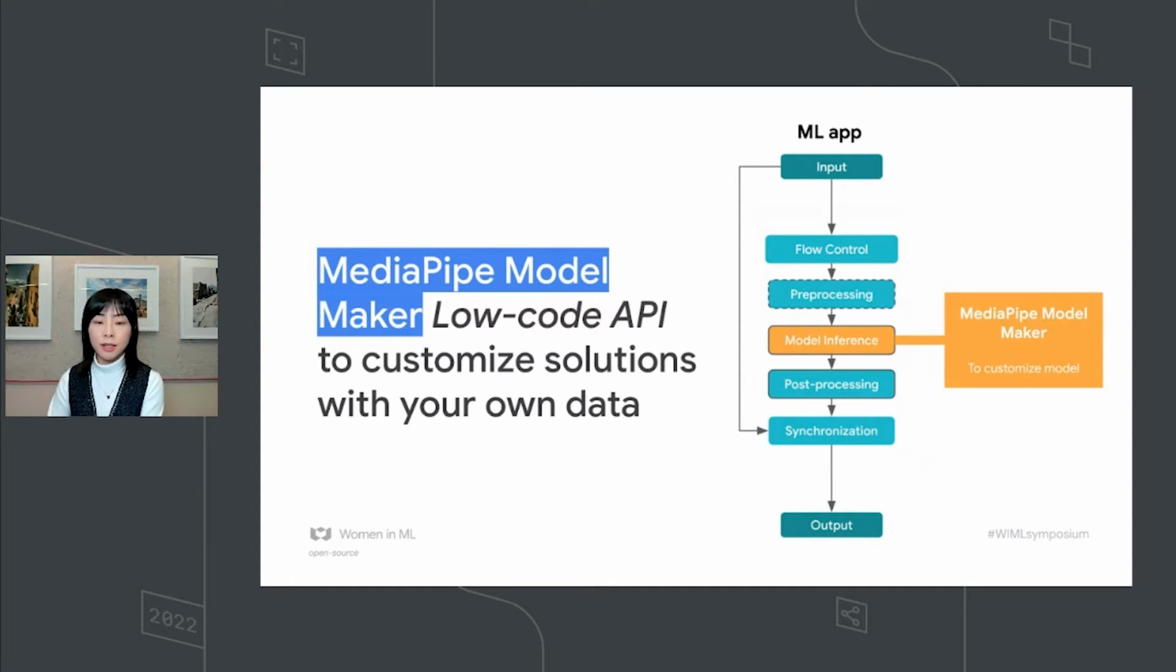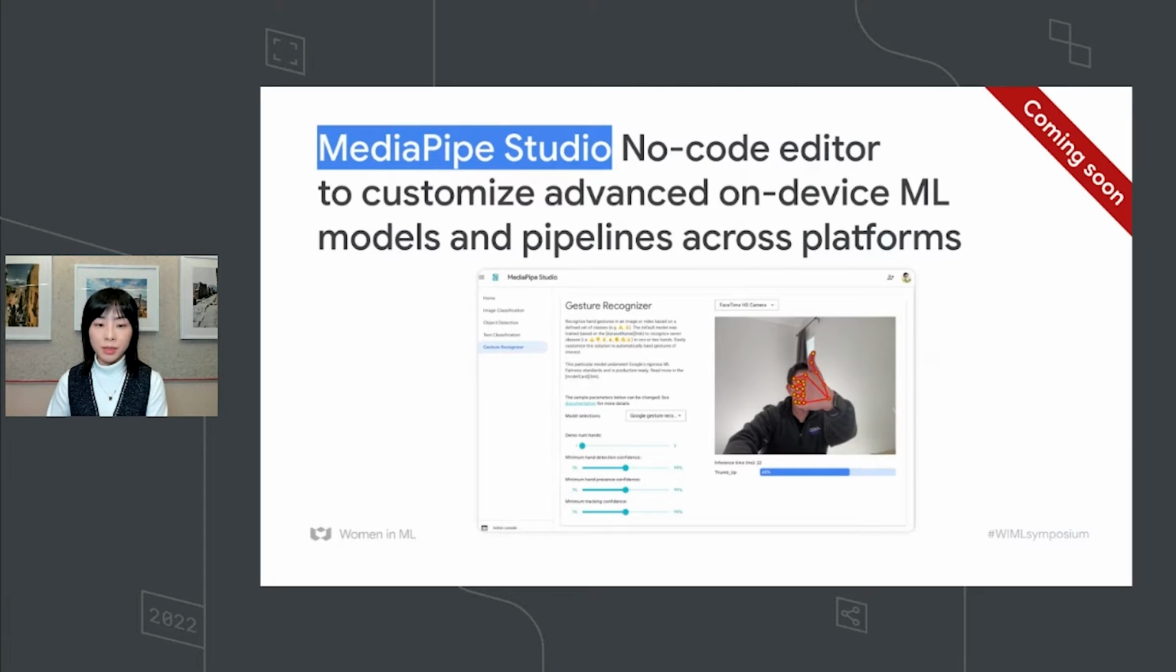MediaPipe Model Maker is a low-code API that lets you customize your solutions with your own data. It is a Python library that lets you choose a solution, such as gesture recognition, and customize it with your own dataset with only a few lines of code. To make the deployment workflow more effective for you and even enable non-programmers, MediaPipe Studio is a no-code editor that allows you to customize advanced on-device ML models and pipelines across platforms.